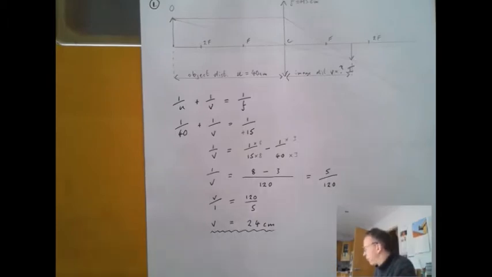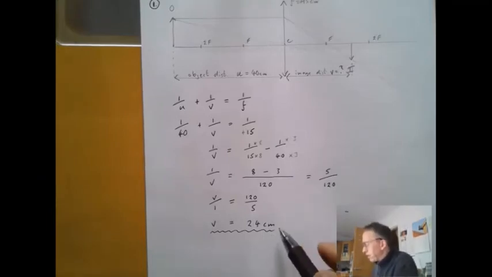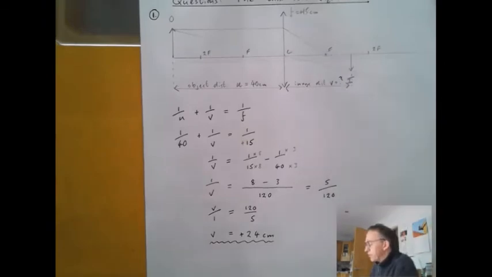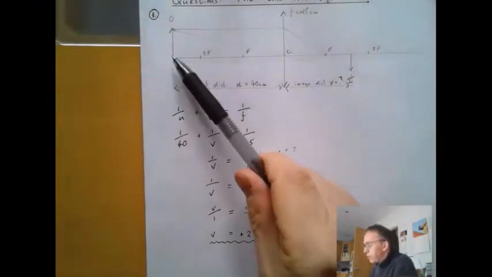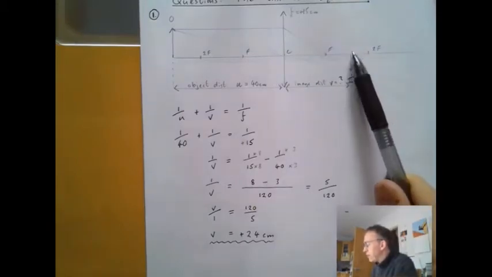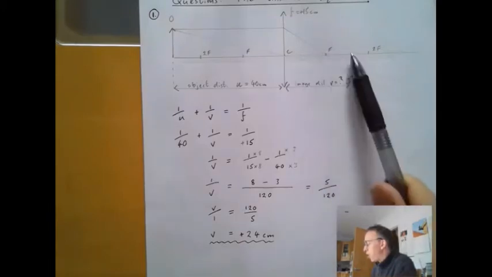So we're predicting that V is at 24 centimeters. So notice that it's coming out as a positive, and you might say, well, of course it is. That's just common sense, and it is. So what we're saying is that if we place the object at 40 centimeters from the lens, the image is going to turn up 24 centimeters from the lens on the other side.